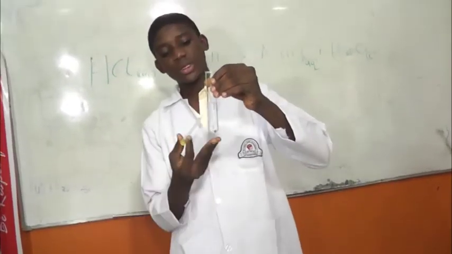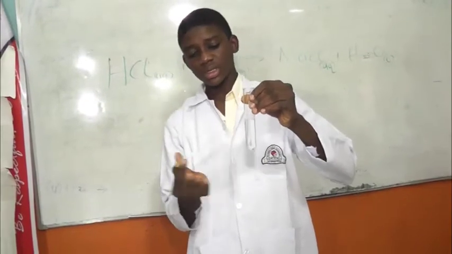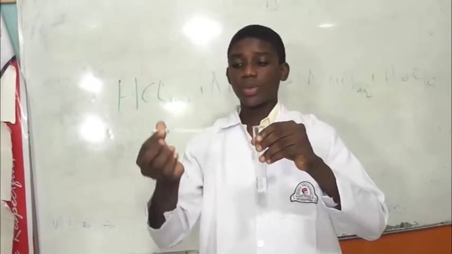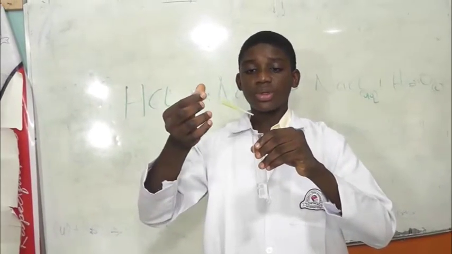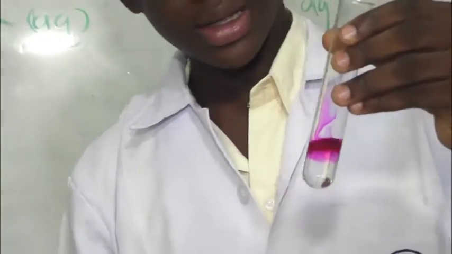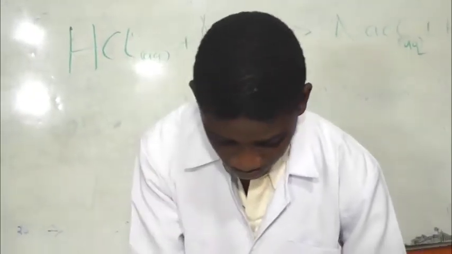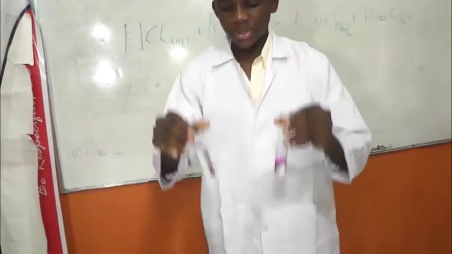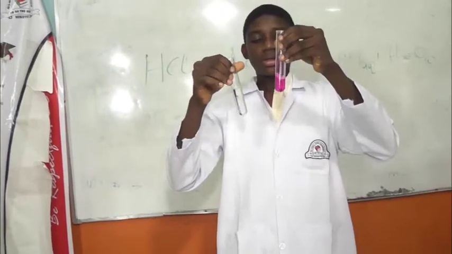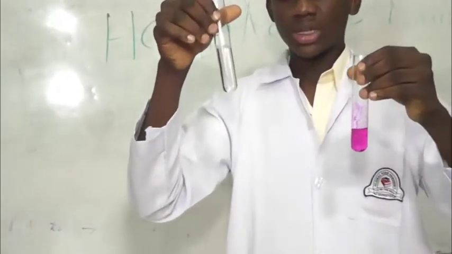As you can see, it's completely colorless. Now I will pour my indicator. As you can see, there's no change in the color. Now I'm going to take my base and pour in the indicator. Please watch the color. Wow, can you see that? It's color pink. Now, as you can see, this is color pink and this is colorless.